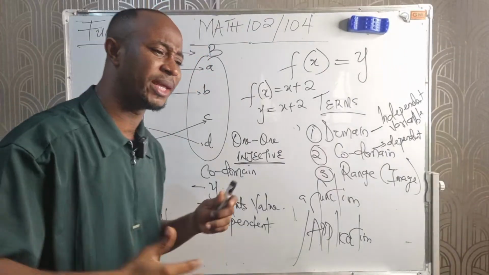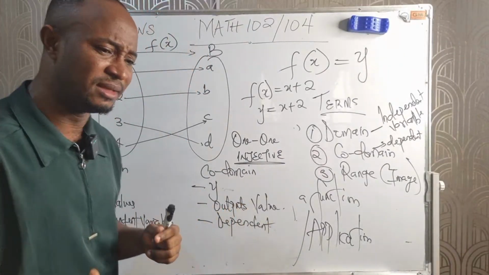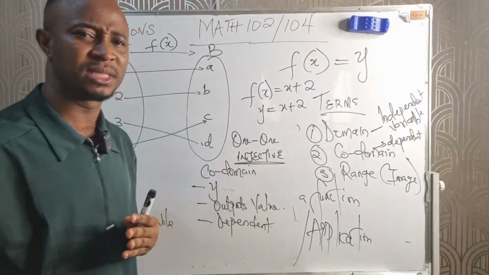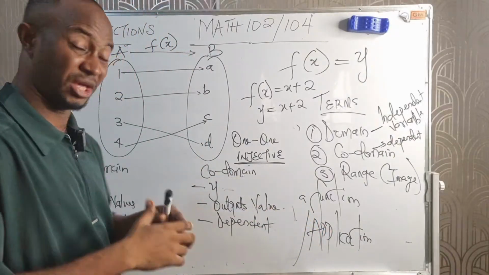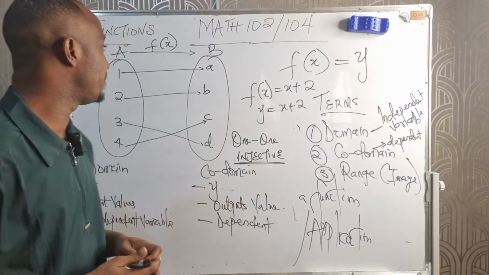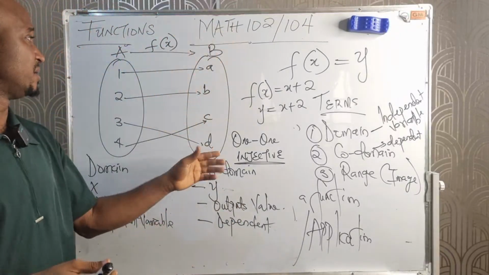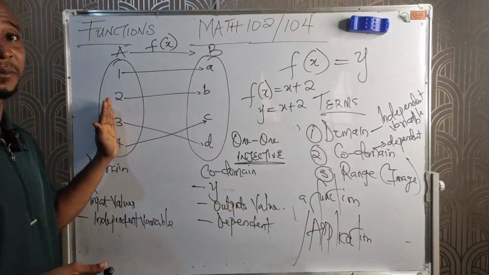We can also have what we call the inverse mapping function. This is the case whereby the domain becomes the codomain and the codomain becomes what? The domain. It's called the inverse mapping function, whereby every element here, B, becomes what? Becomes A.